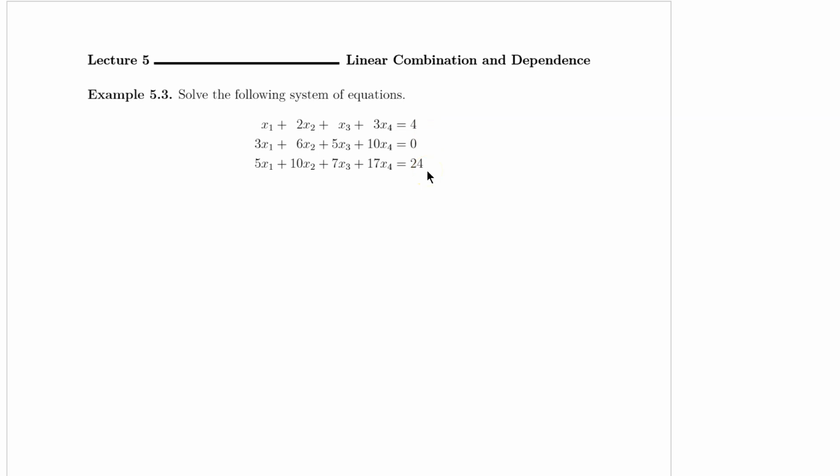First things first, let me convert this set of equations into a matrix equation. I'm going to write the augmented matrix by just pulling out the coefficients here. So I'm going to have 1, 2, 1, 3, and the next row is going to be 3, 6, 5, 10. And then 5, 10, 7, and 17. And my right hand side is going to be just 4, 0, and 24.